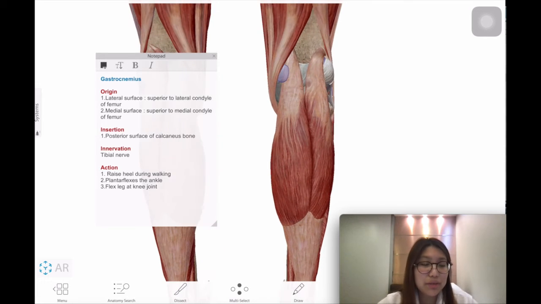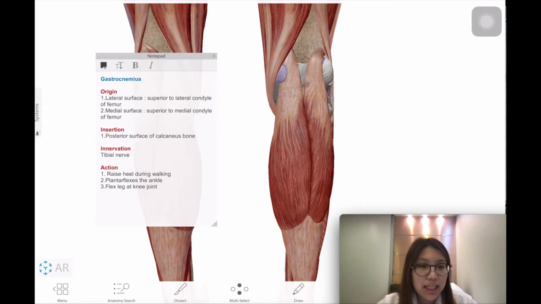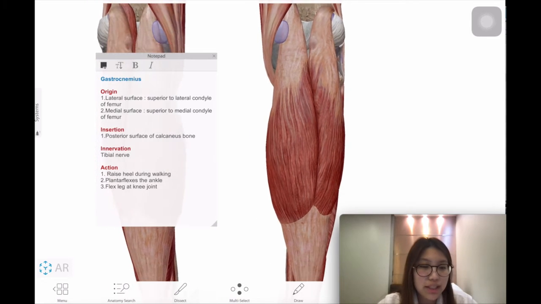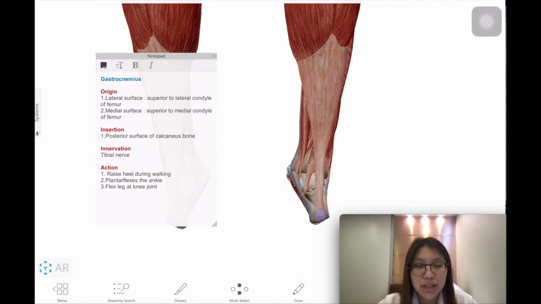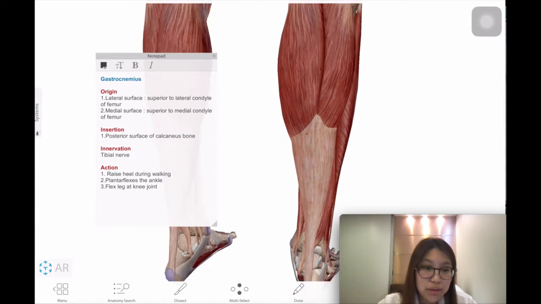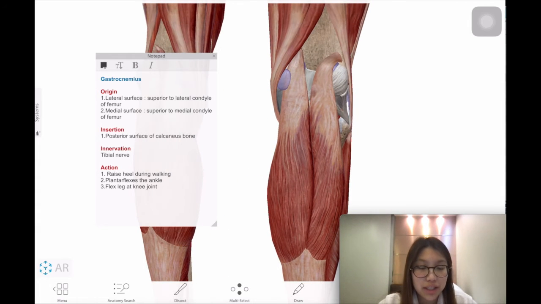This is the gastrocnemius. For the lateral head, it originates superior to the lateral condyle of the femur, and for the medial head, it originates superior to the medial condyle of the femur. The insertion is at the posterior surface of the calcaneus bone. The innervation is the tibial nerve, and the action is to raise the heel during walking, plantar flex the ankle, and flex the leg at the knee joint.